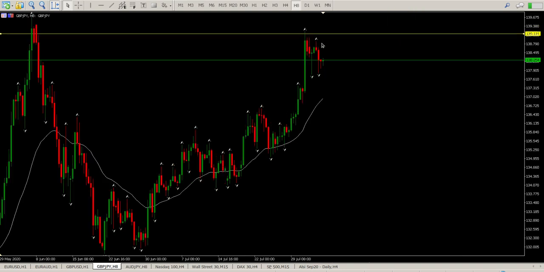Pound Japanese yen. Now this one is another very interesting one here.